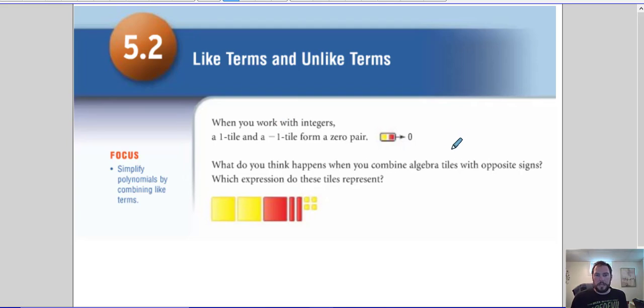Because sometimes you'll be given a nice polynomial. It's clearly a trinomial, it's clearly degree 2, whatever the case might be. But sometimes you're going to be given a polynomial that's a bit messier than that.